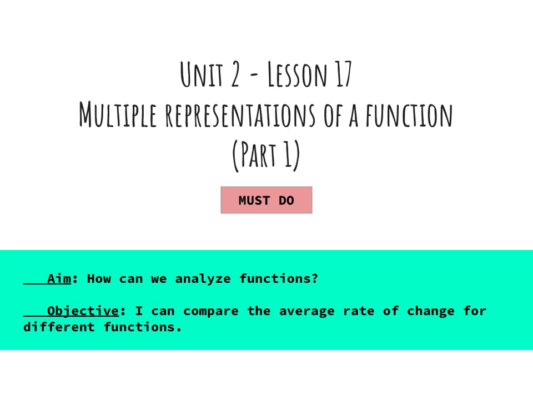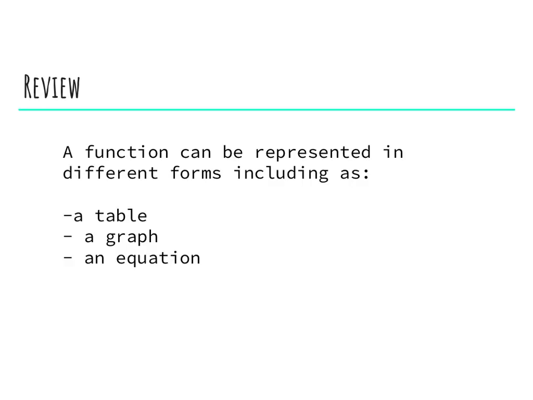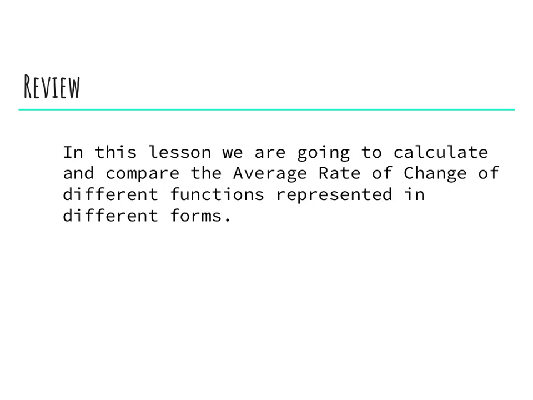The aim is how can we analyze functions, and the objective is I can compare the average rate of change for different functions. As we learned before, a function can be represented in different ways, including as a table, a graph, or an equation. In this lesson, we're going to calculate and compare the average rate of change of different functions represented in different forms.